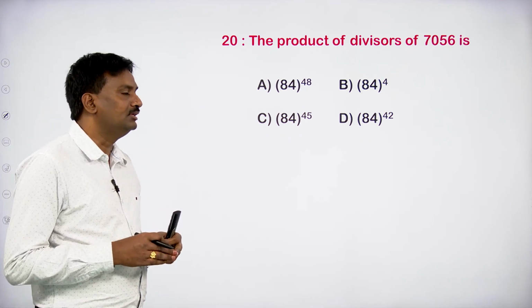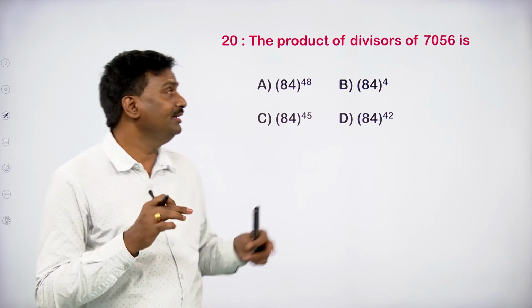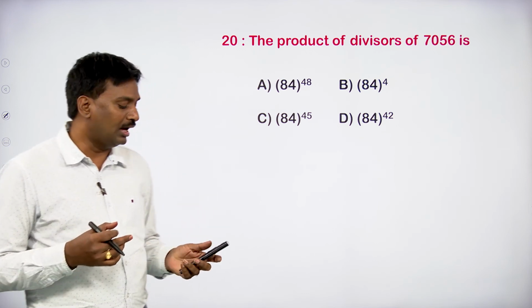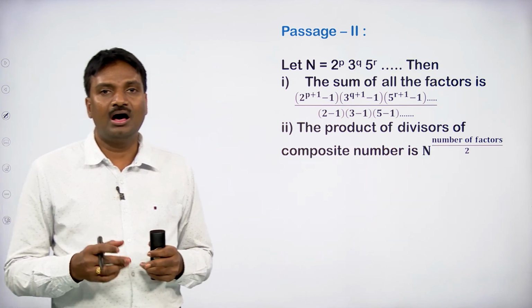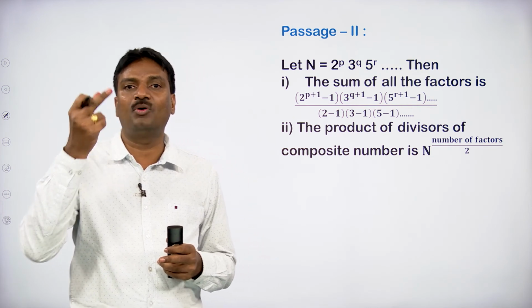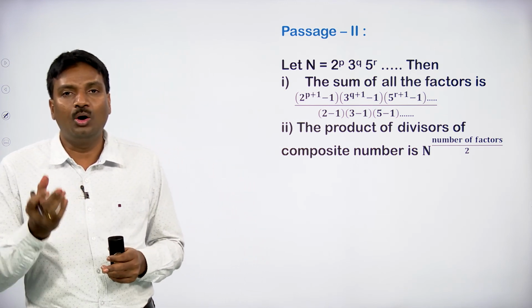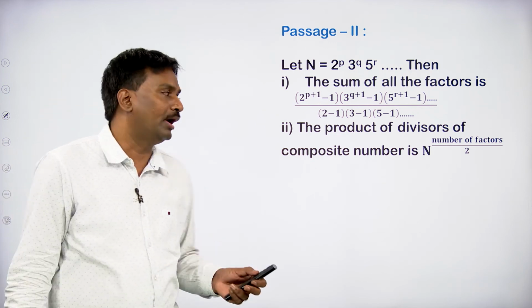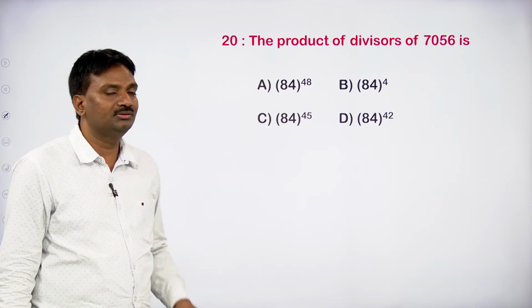The product of the divisors of 7056. So here we have to find the product of all divisors of 7056. According to the given passage, we have to use this formula: capital N power number of factors by 2, or you may use the formula capital N power small n by 2, where n is the number of divisors of N. So we know how to find the number of divisors: simply alpha 1 plus 1 into alpha 2 plus 1 into so on. So by using the second formula, you will get the number of divisors. So the product of divisors of 7056.